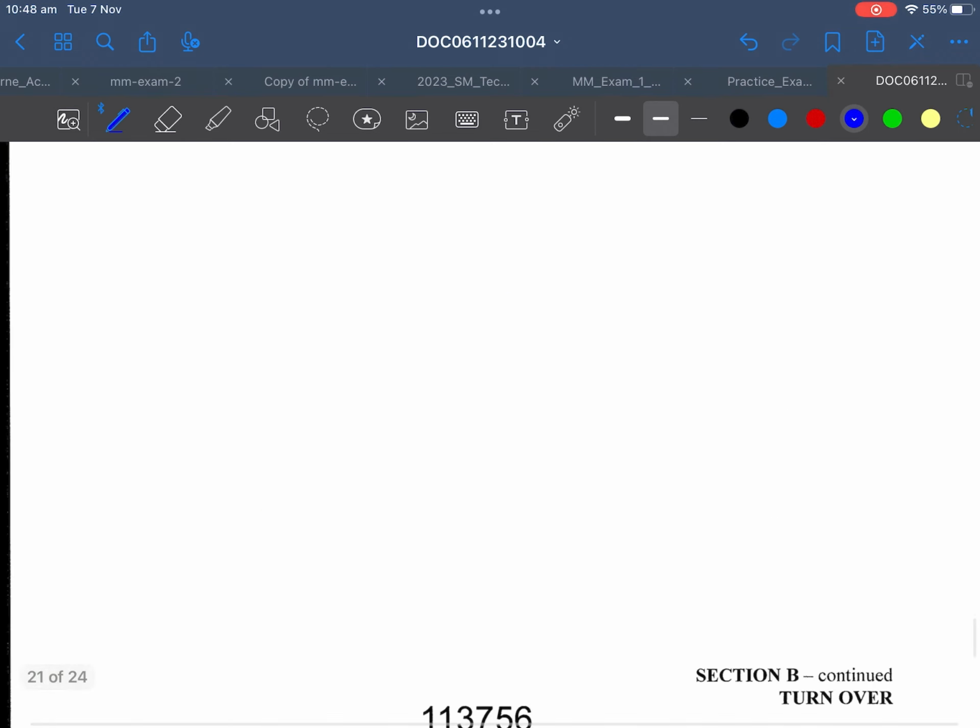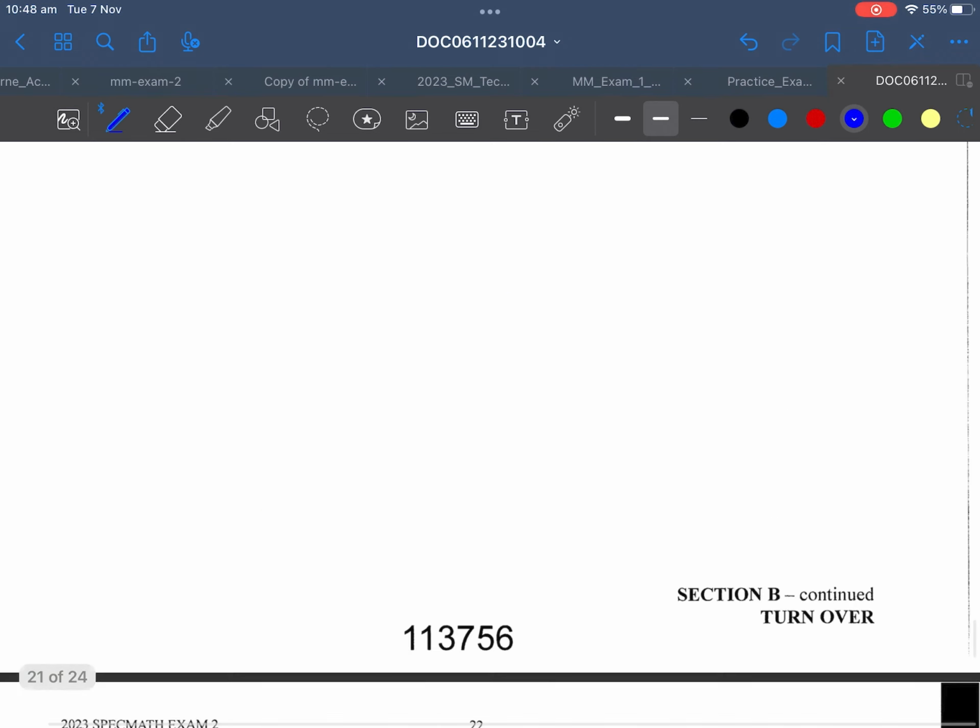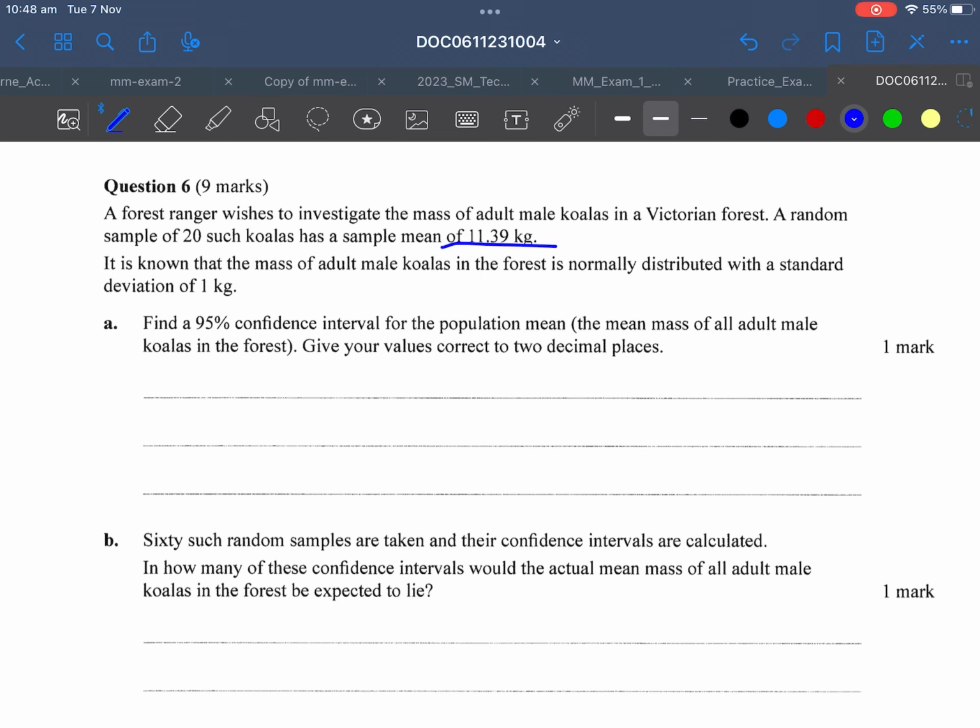Okay, moving on. So we have our probability question. How many questions are there? Okay, this is the last one. Okay, good. A forest ranger wishes to investigate the mass of adult male koalas in a Victorian forest. A random sample of 20 koalas has a sample mean of this. It is known that the mass of adult male koalas is normally distributed with a standard deviation of 1. Find a 95% confidence interval for the population mean. Give your answers to 2 decimal places.